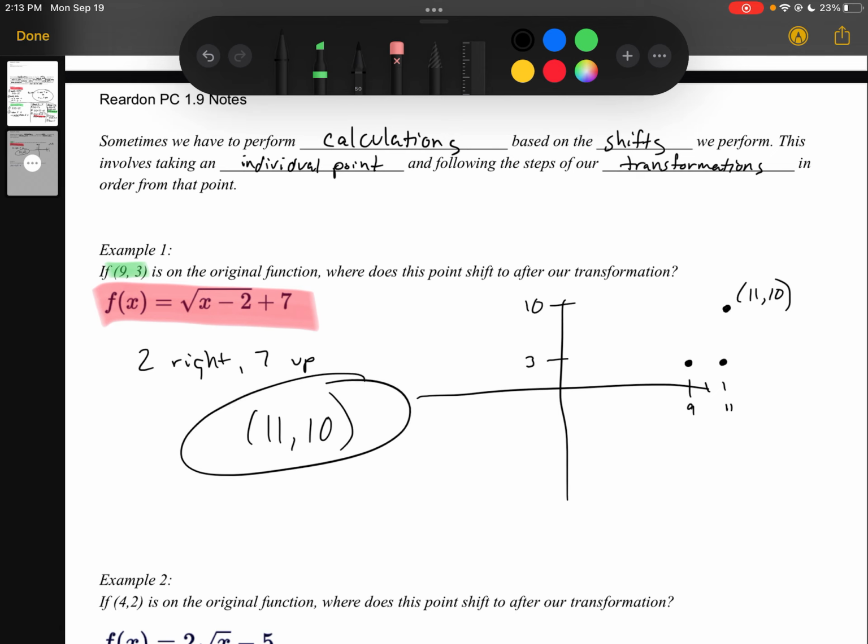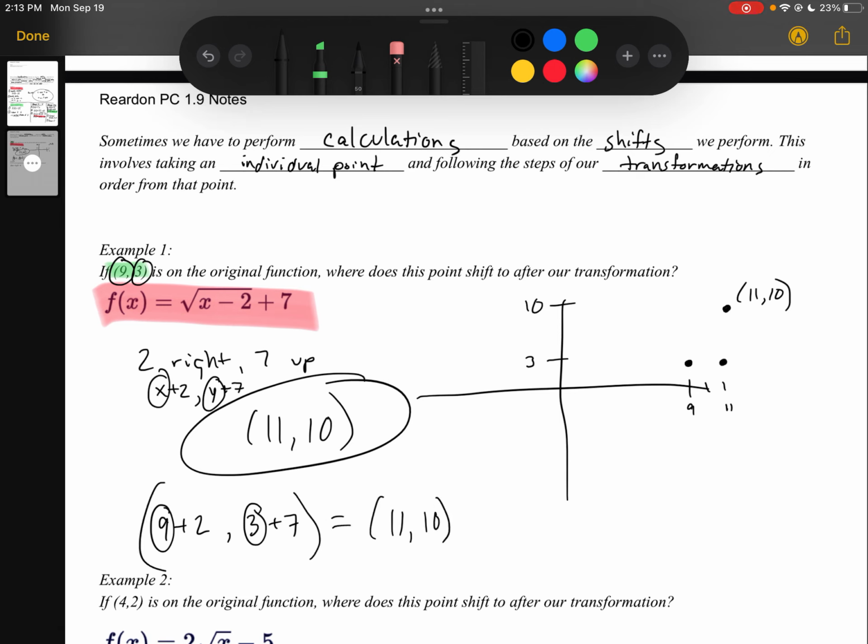The second way that we can do this is we know that a shift of 2 to the right would be x plus 2, and a shift of 7 up would be your y value plus 7. So you can actually use that formula and take that point. So 9 plus 2 comma y is 3 plus 7. So again, we're just taking x, replacing it with 9, taking y, replacing it with 3, and that would also get you that same ordered pair of 11 comma 10.